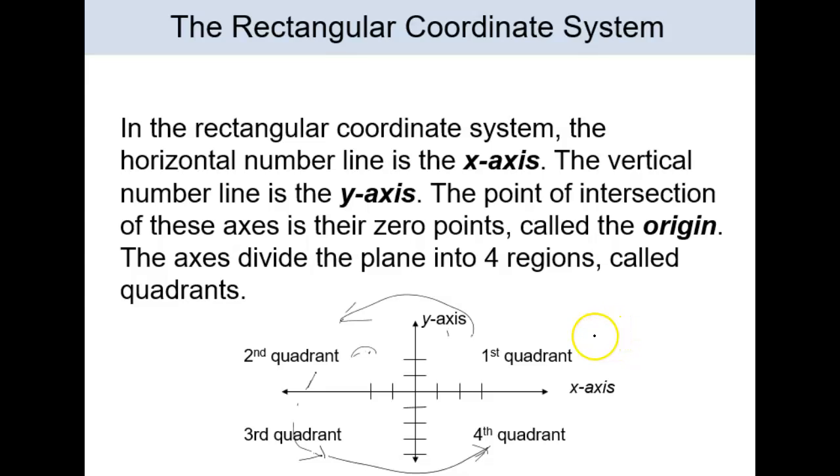So the easiest way to do that is to plot the point and then look. Now the other places the points could be are actually on the axis. You could actually have a point that's right here, right on this axis, or right here. This point here would be on the y-axis. This point here would be on the x-axis.